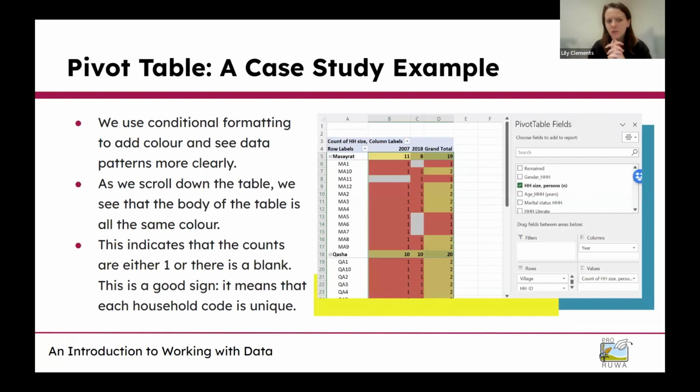We use conditional formatting to add color and see patterns more clearly. As we scroll down the table, we see that the body of the table is all in the same color. This indicates that the counts are either 1 or there is a blank. This is a good sign because it means that each household code is unique.